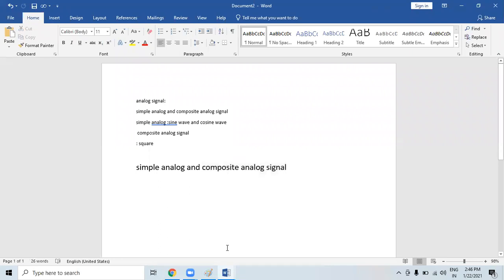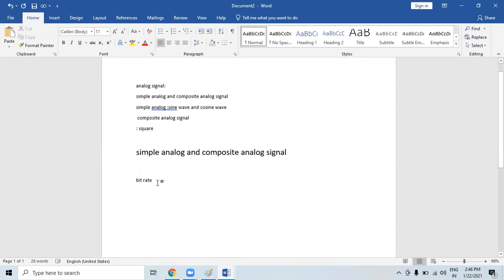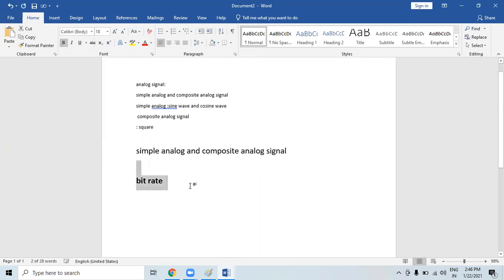Here bit rate is defined as the number of bits transmitted or sent in 1 second. It is expressed in bits per second. The relation between bit rate and bit interval is: bit rate is equal to 1 divided by bit interval. Bit interval is the time corresponding to one bit, 0 or 1. Hence it is the bit interval or the bit length.